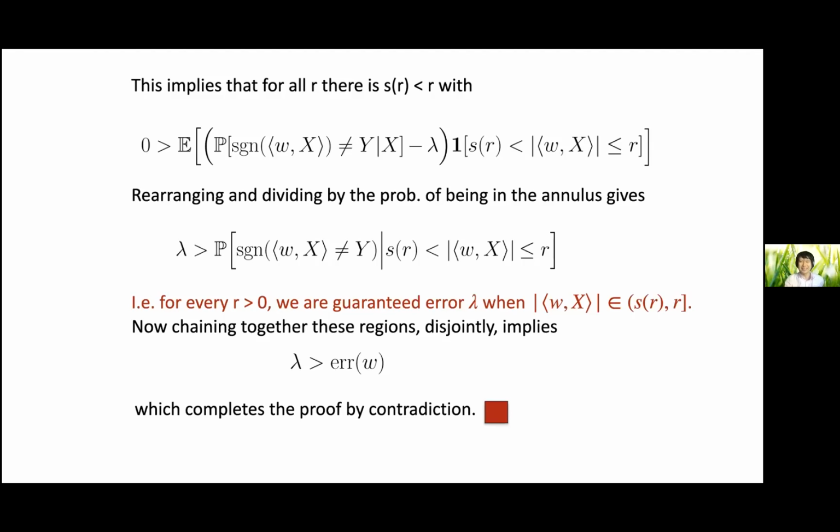So you can do more or less induction to get all the way down and prove that the half space w is a good predictor on the entire space. And that means that the error is at most lambda, which contradicts the assumption. Or, if you like, we proved the contrapositive. So that's the proof of the key lemma.